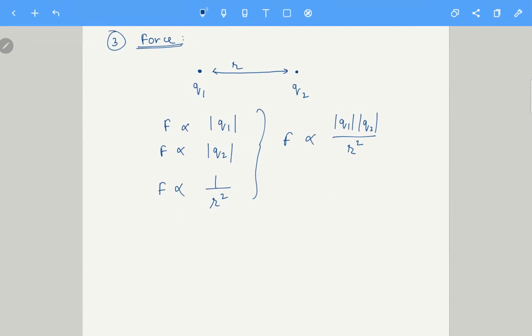If you put the charges with sign, we can have forces as negative or positive. If we replace the proportionality sign by an equality sign, we get some constant times Q1 Q2 upon R square. With sign, force is equal to K Q1 Q2 upon R square. And if force is positive, we take the mod of force, because force is a vector quantity.